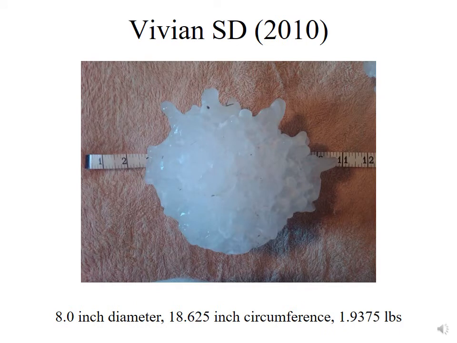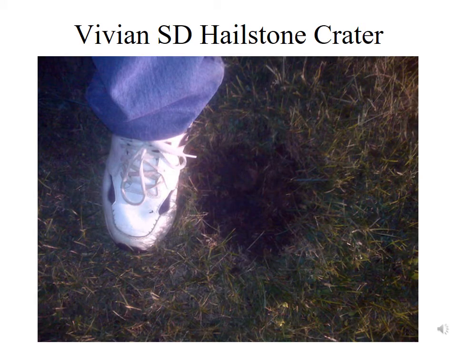And then we had this monster, which fell in Vivian, South Dakota in 2010. It had an 8-inch diameter, 18.625-inch circumference, and it weighed just under 2 pounds. When it fell, it left a crater in the front yard of this house. You can see that it left quite an impression in the ground there.